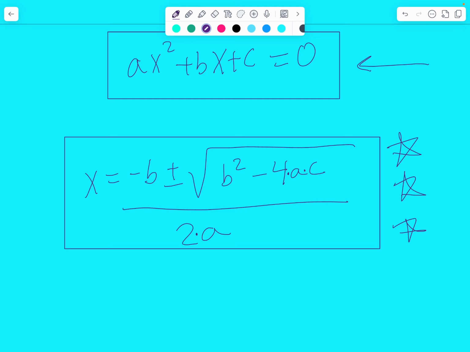Alright? So the quadratic formula works for any quadratic equation written as ax squared plus bx plus c equals 0, okay? And the formula to solve those equations is the one with the stars, okay? That's x is equal to negative b plus or minus the square root of b squared minus 4 times a times c, all over 2 times a, okay? I know this looks freaky. I'm going to make it make a lot of sense very soon, okay?